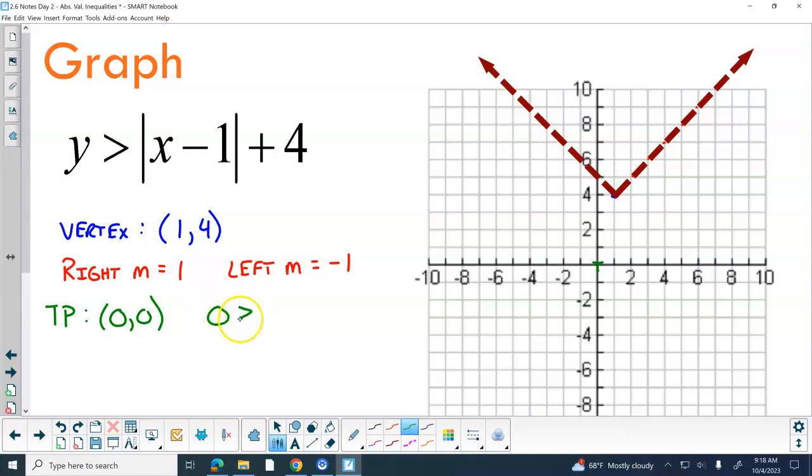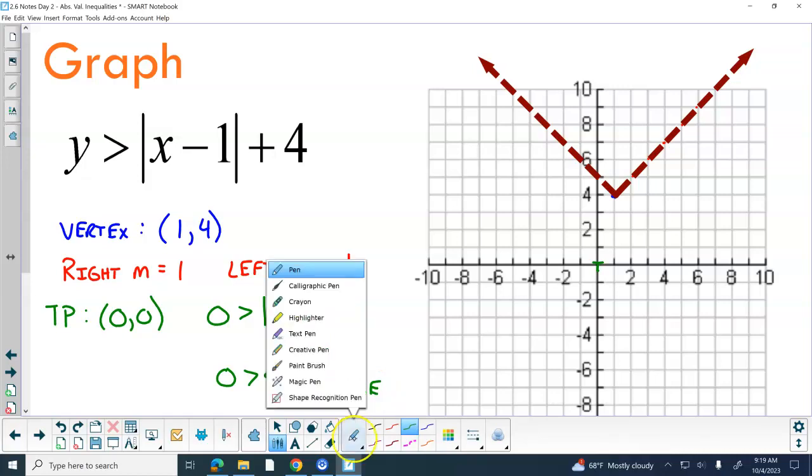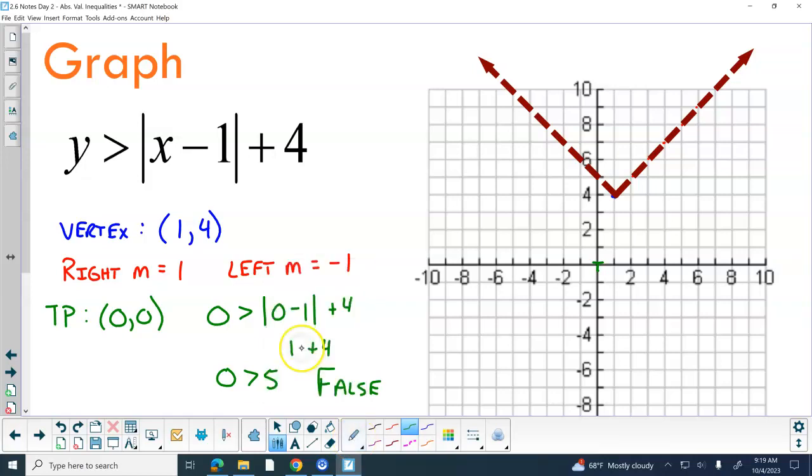0 is greater than the absolute value of 0 minus 1. What is the absolute value of 0 minus 1? 0 minus 1 is -1. The absolute value is 1. Okay? So this is 1, then plus 4. 5. Is 0 bigger than 5? That is false. Since my test point was on the outside, that means I'm going to shade inside. Yep. If it's false, then we shade on the opposite.